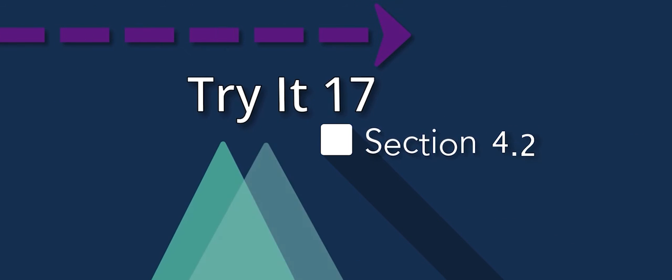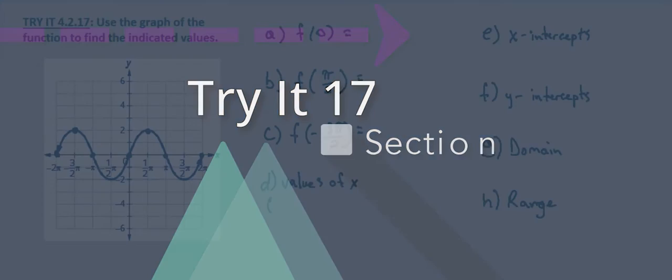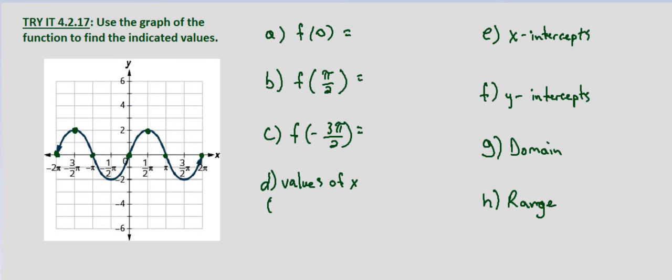In this problem, we are given a graph of a function, and we're asked to find specific indicated values. Now, what you'll learn later on, this is a cyclical function. That means it repeats in a pattern infinitely. It doesn't necessarily always have to be infinitely, but in this case, it is. And in this case, we're looking at that it follows this pattern here.